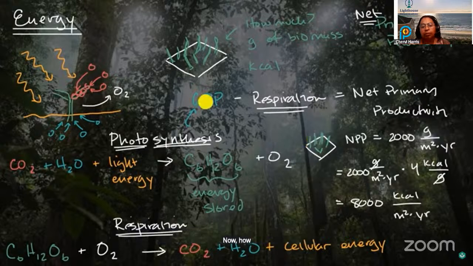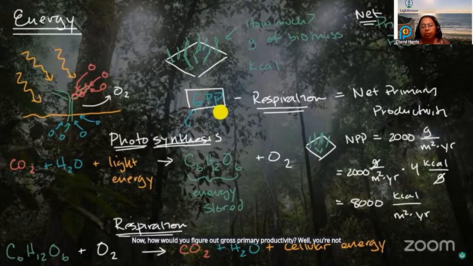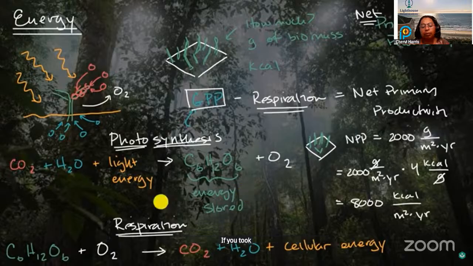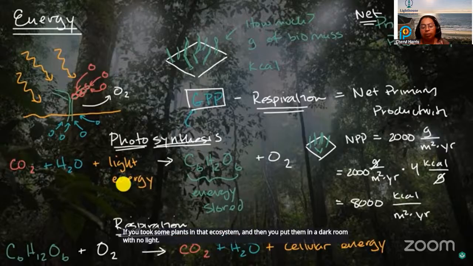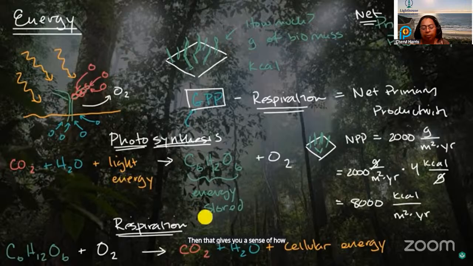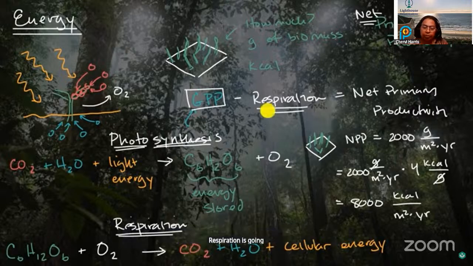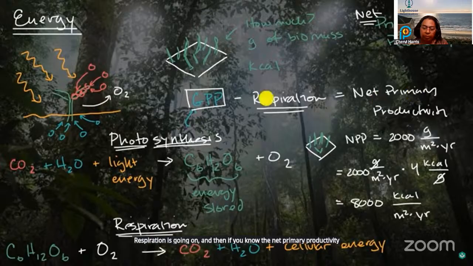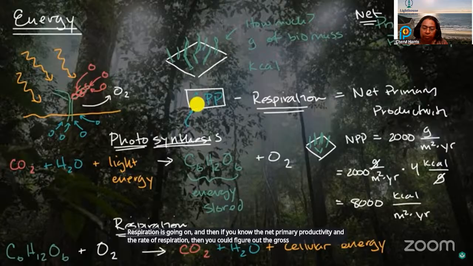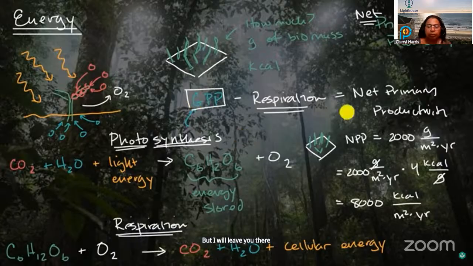Now, how would you figure out gross primary productivity? Well, you're not going to be able to do it directly, but you can figure that out by figuring out the rate of respiration. If you took some plants in that ecosystem and put them in a dark room with no light, and saw how much oxygen they are absorbing or having to use, that gives you a sense of how much respiration they are doing. And there are ways that you could look at the ratios of the oxygens and the carbons to figure out exactly how much respiration is going on. Then if you know the net primary productivity and the rate of respiration, you could figure out the gross primary productivity.